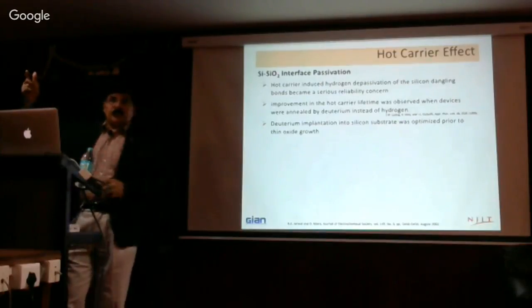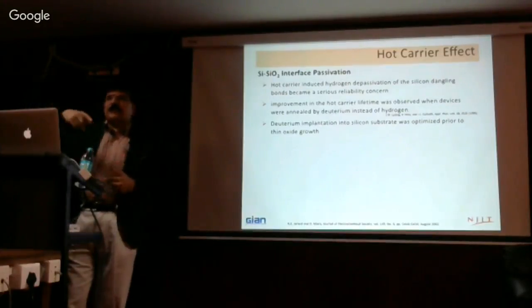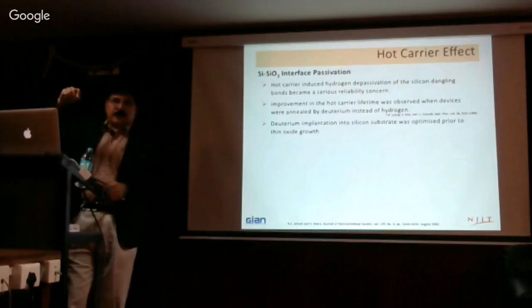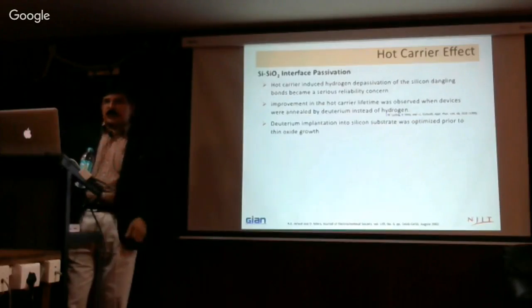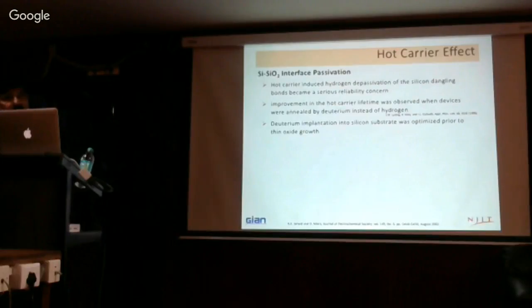So the gate voltage was 1, and then this was at VDD. So when it was increasing, at that time the device will face a lot of damage on the drain side. So that is hot carrier damage. But that is a very minor thing, but how it is impacting, that's whatever it is. So the hydrogen depassivation takes place if the energy of those carriers is very high. And improvement was observed when the device was annealed with deuterium.